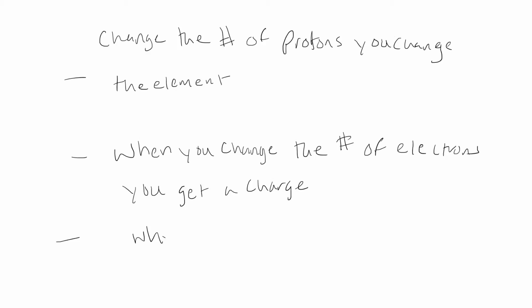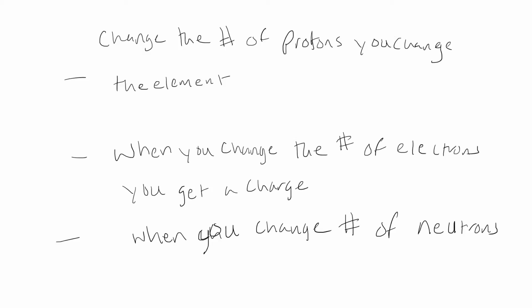When you change the number of neutrons, you get an isotope. That would be, say, for example, carbon-13. That would be an isotope because the number of protons didn't change, but the number of neutrons did. So that's how we would get an isotope.